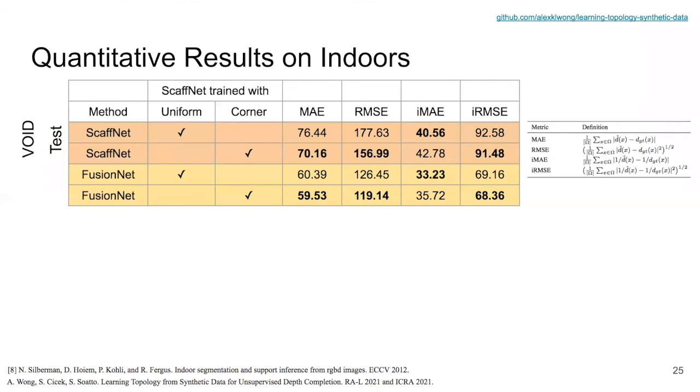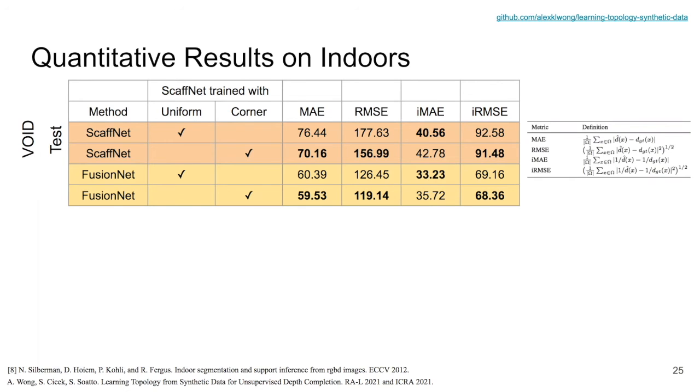Because ScaffNet is only informed by the sparse point cloud, one may also wonder how sensitive it is to the mismatches in distribution of sparse points observed between a synthetic domain and the target real domain. In the top table, we compare ScaffNet and a subsequent FusionNet trained on SceneNet using random uniform sampling and corner-based sampling. All of the models were tested on the VOID dataset where the points are tracked by a corner detector.